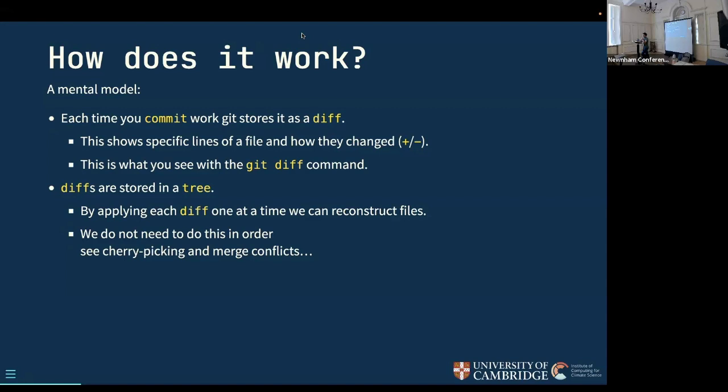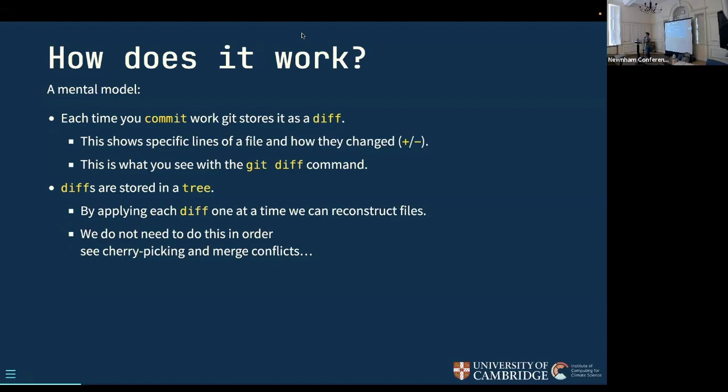Diffs are then stored in what we call a tree. And the idea is that if you add some lines, commit them, they go into this tree as a commit. You do some more work, add some more lines, put them into the tree. By tracking down this branch of this tree and applying all of those diffs, adding lines, removing lines one by one, we can construct this sort of past timeline of that file.